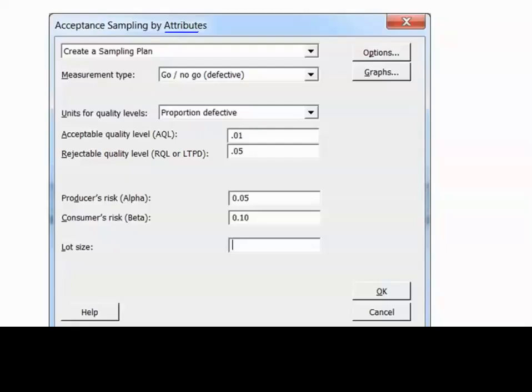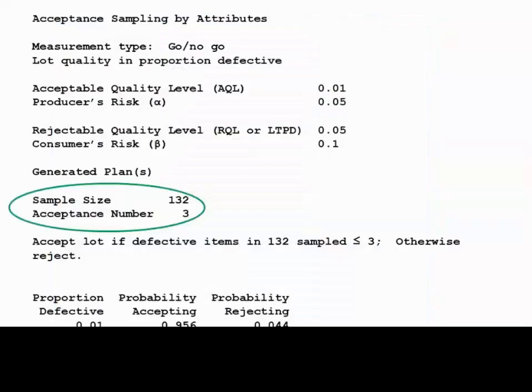You'd only be using this if you know your sample sizes are going to be less than 10% of your lot sizes. So when you click on OK, it summarizes what your inputs were. And then here's the plan. Sample size N is equal to 132, and the acceptance number is equal to 3.